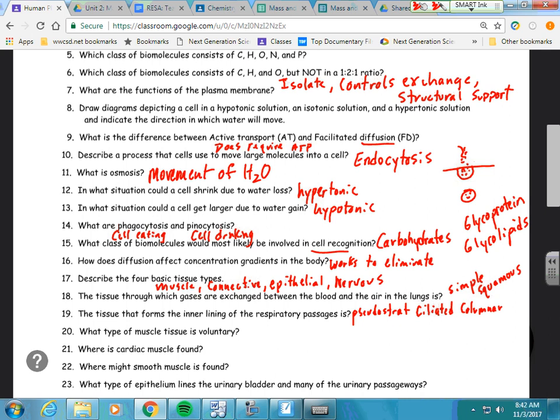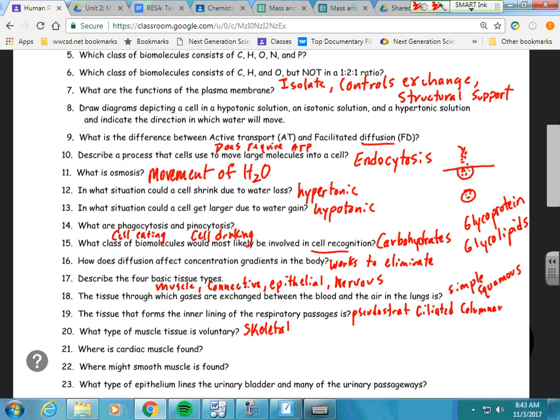Okey dokey. Number 20 is talking about muscle tissue. What type of muscle tissue is voluntary? Is smooth muscle voluntary? We can't choose to make our smooth muscles contract and relax. We can't consciously do that. What about cardiac muscle? Can we do it with cardiac muscle? Nope. Can we do it with skeletal muscles? Yes, we can. That's how we move. That's how we choose to move.